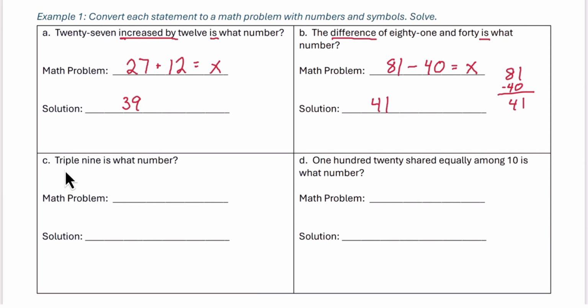Next we have 9 tripled is what number? Keyword here is triple. We are essentially multiplying 9 by 3. We are tripling the number 9. So we have 3 times 9. Again, the keyword is means equals. What number? We'll put a variable x. And then to solve this, we simply do 3 times 9. We get 27.